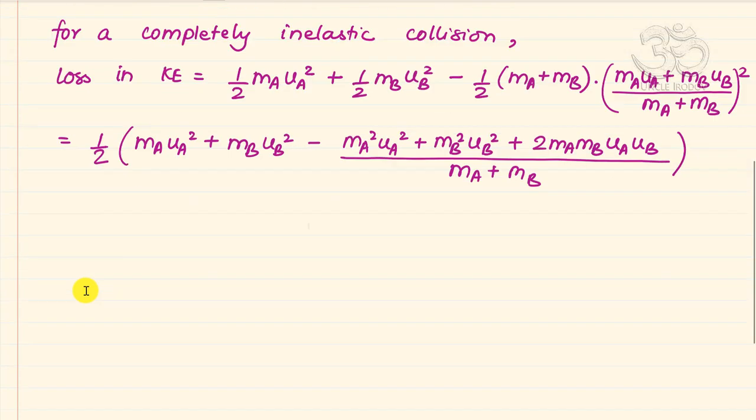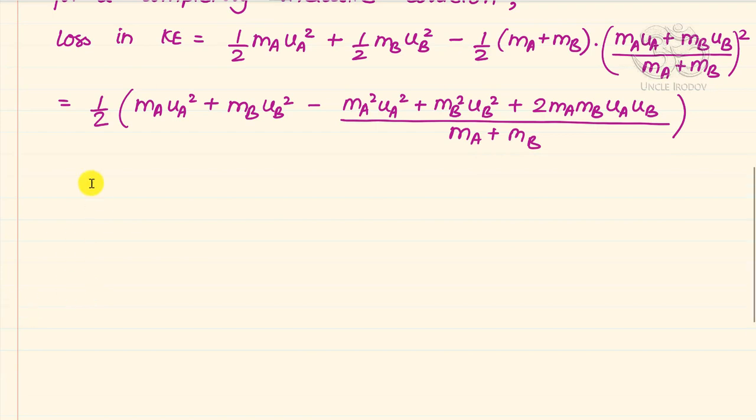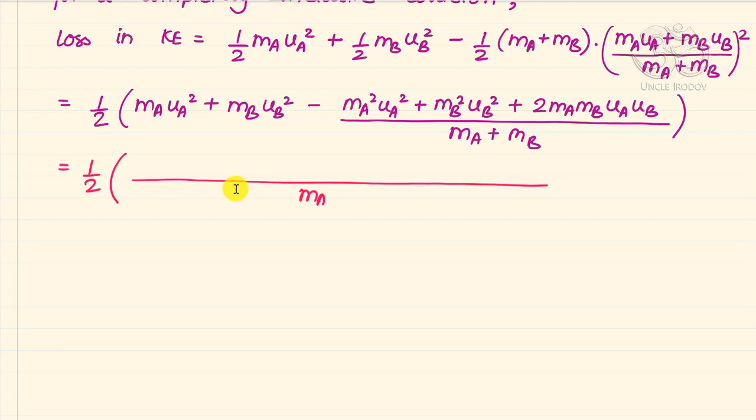And when you try to do the calculation, you will have half as it is. Then when you take the LCM, that is ma plus mb, so I'm going to put that ma plus mb in the denominator here. And when this ma goes with the first term, ma square ua square, you know that this ma square ua square will be cancelled out, so gone. So I only have to worry about this mb with this ma.